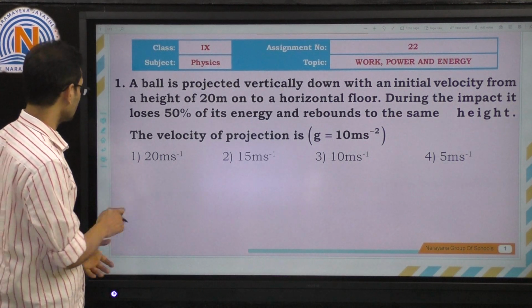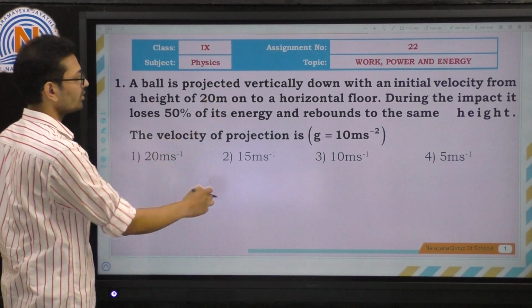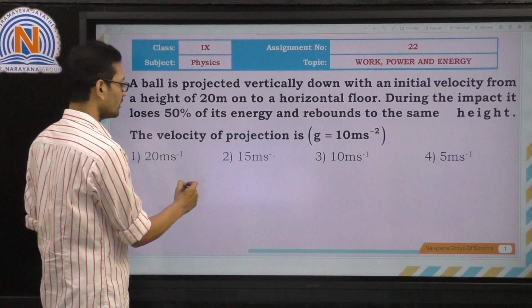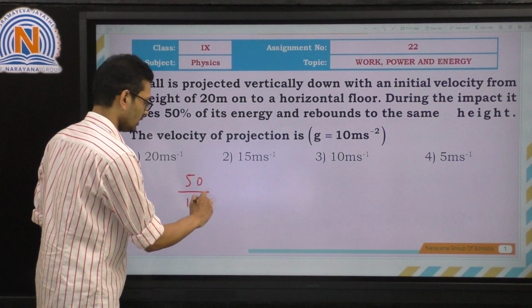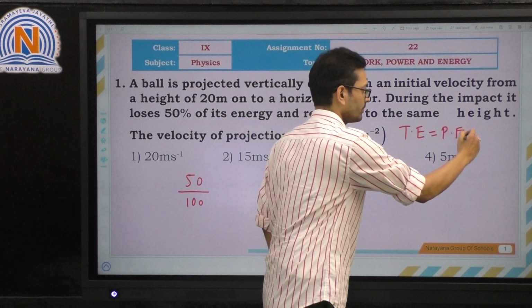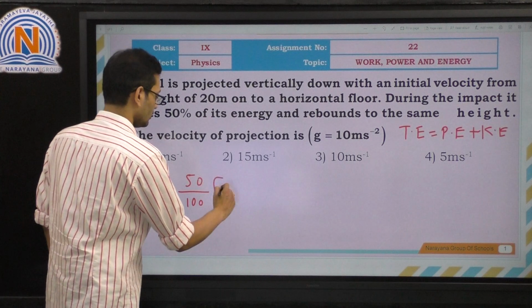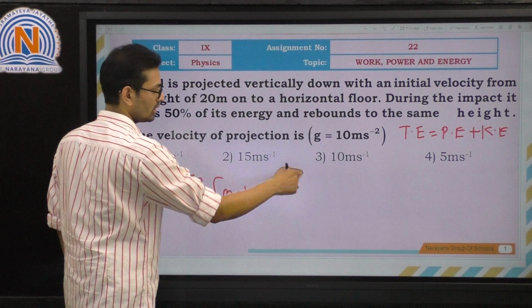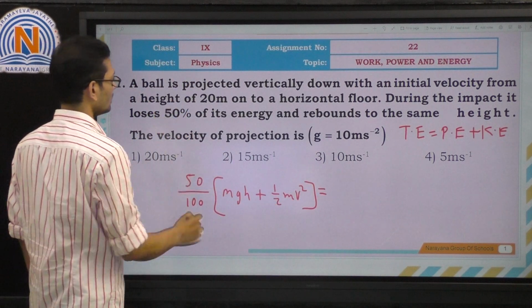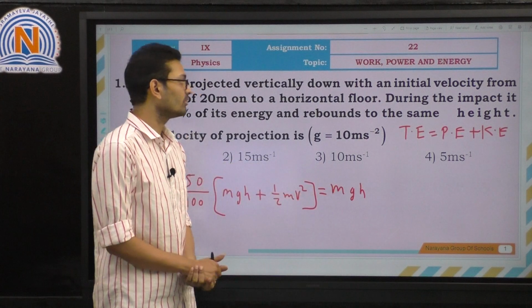Now let us go with this solution. A ball is projected vertically down with an initial velocity from a height of 20 meters to a horizontal floor. During the collision, it lost 50% of its energy. The total energy formula, TE, is equal to PE plus KE. From this question, your potential energy is mgh plus kinetic energy half mv square, and that equals the total energy. It is somewhat around mgh. After rebounding, it comes to a certain height, and that is the height which he needs.